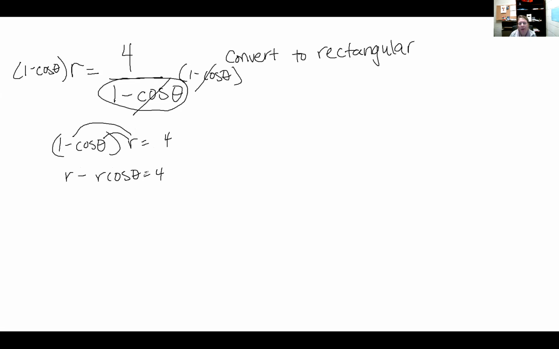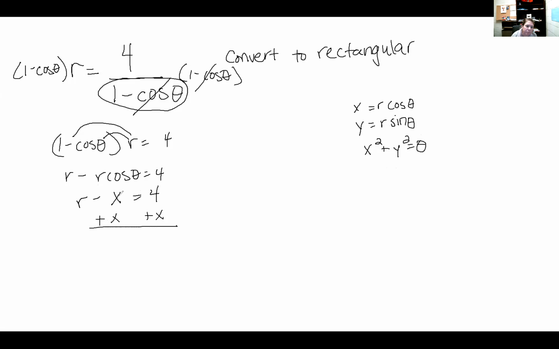And then if you think back to your rectangular coordinates, what does r cosine of theta represent? Well, it represents x, right? And y represents r sine of theta. And then we know that x squared plus y squared equals r squared is one that may help you. And then, what was the other one? Oh, we'll get to the other one. All right, so I know this is going to be x, and then we have this. So the only thing left to do now is, well, we need to get rid of this r, but to do that first, I'm going to move the x over, and you're left with r equals 4 plus x.